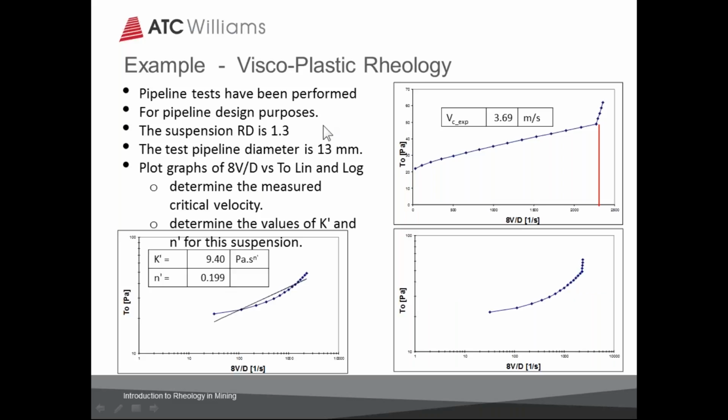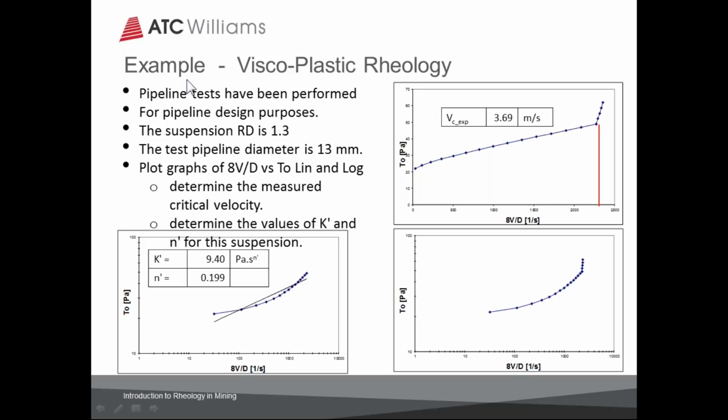Did we take some pipe flow tests? So we've done a test. A test has been performed specifically for pipeline design purposes. It's a clay material at a relative density of 1.3, and we've performed it in a relatively small pipeline in the laboratory, 13 millimeter diameter.